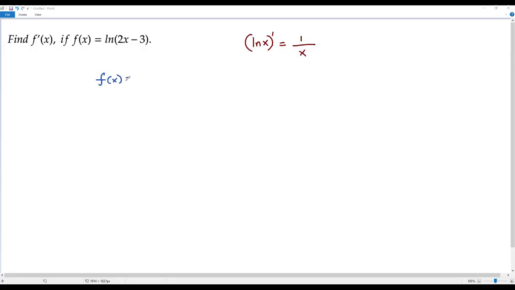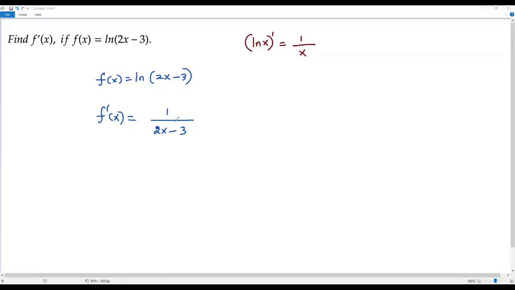Now let me write the given function as it is: f of x equals natural logarithm of 2x minus 3. Now let me get the derivative of this one. That is, f prime of x equals... Whenever I want to get the derivative of the natural logarithm, as I said, I take a 1 in the numerator, and whatever is the argument of the logarithm is taken in the denominator. Here the argument is 2x minus 3, so we take exactly that in the denominator: 1 over 2x minus 3. Now I have the derivative of this natural logarithm.